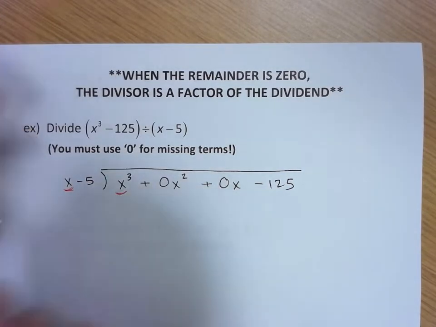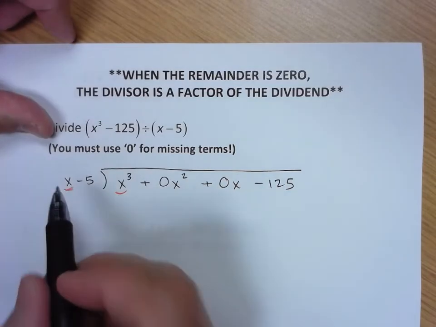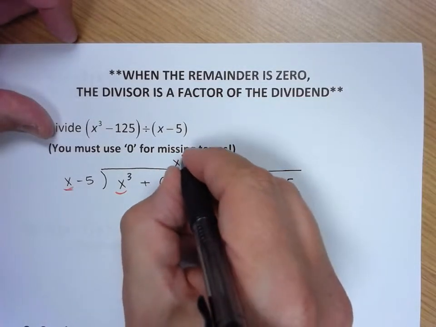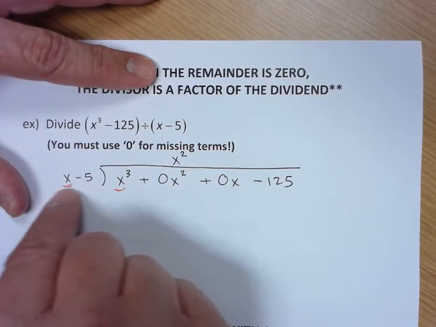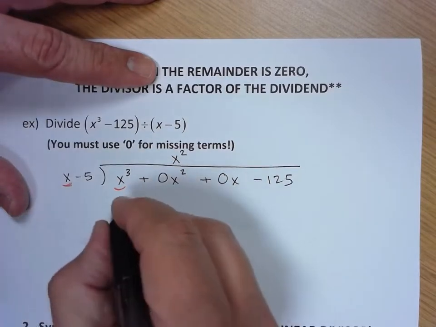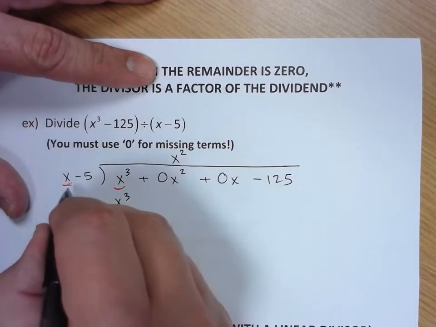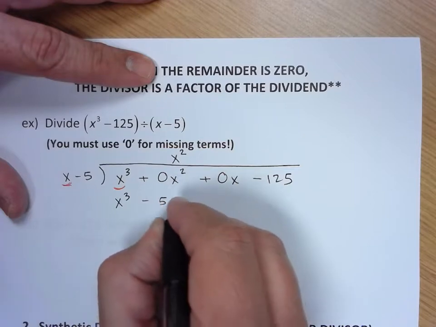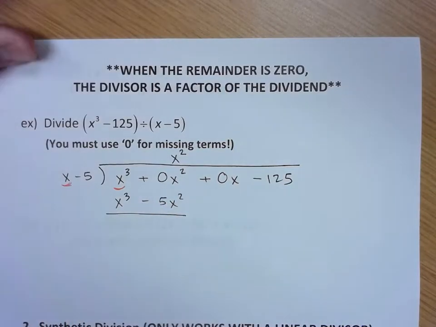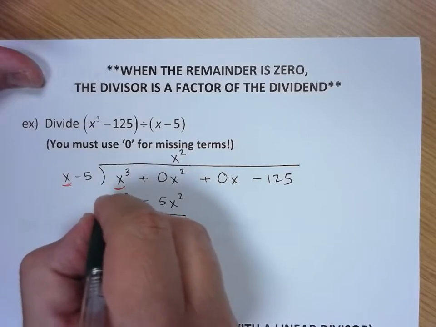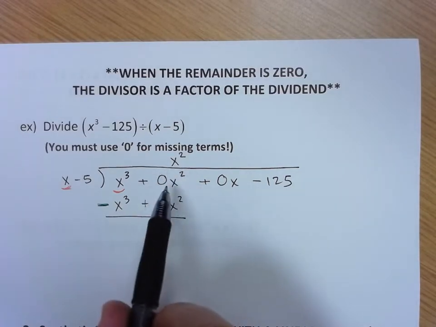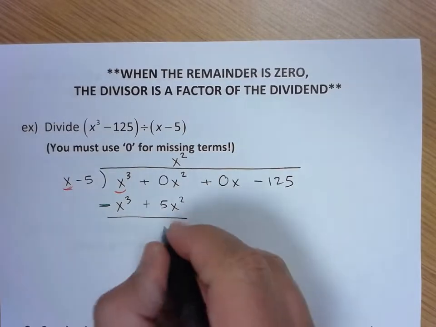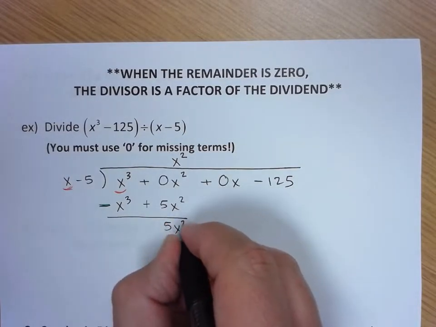X times what takes me to x cubed? I need to multiply x by x squared to get to that x cubed, so that's the first part of my quotient, x squared. X squared now multiplies by these two terms in the divisor. X squared times x is x cubed. X squared times negative 5 is minus 5x squared. You're subtracting, so don't forget the sign change you need to do here. And don't forget that this has a coefficient of 0. So this minus this is going to be 0. This is technically 0 plus 5x squared, keeping that 5x squared value.